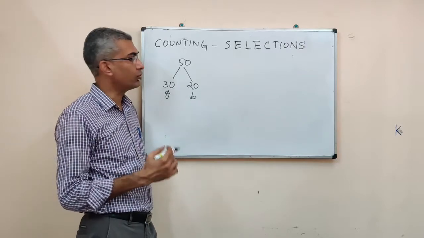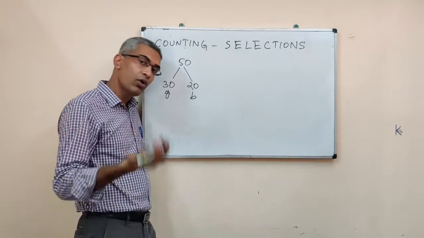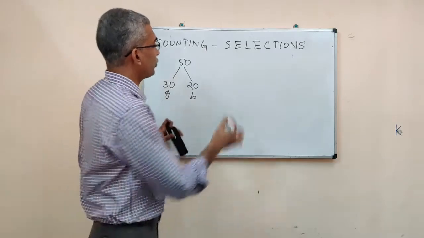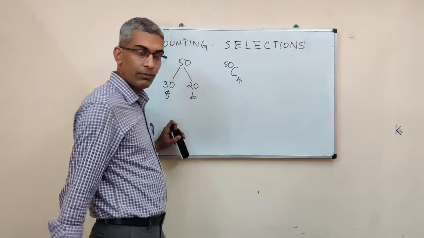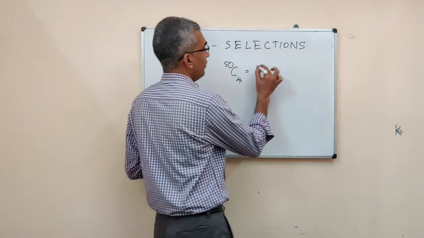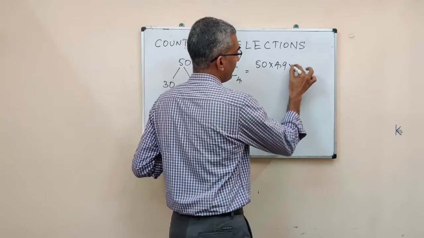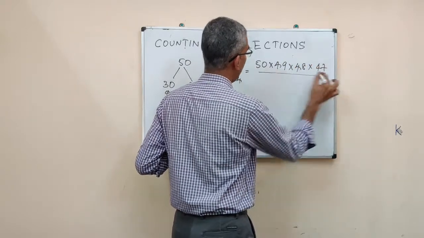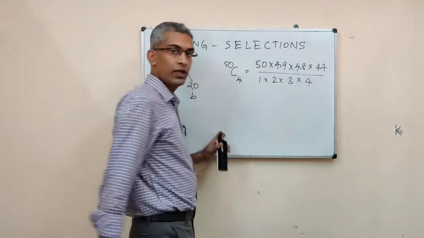There is no restriction. It could be all girls, it could be all boys, it could be 2 girls and 2 boys, or 3 girls and 1 boy, or 1 girl and 3 boys. All possibilities can happen. There is no restriction. So the total number of possibilities will be 50C4. Number of ways of selecting 4 people from 50. What will be the value of 50C4? Start at 50. Write 4 things in the reducing order. 50 multiplied by 49 multiplied by 48 multiplied by 47 divided by 1 multiplied by 2 multiplied by 3 multiplied by 4. It will be a big number.